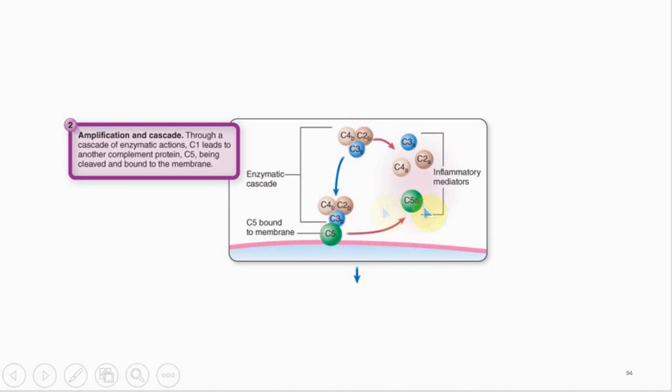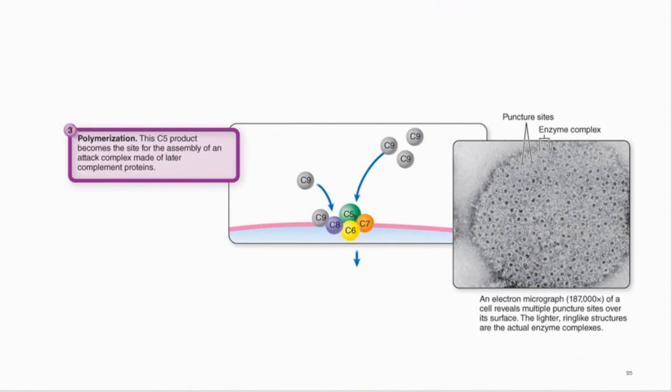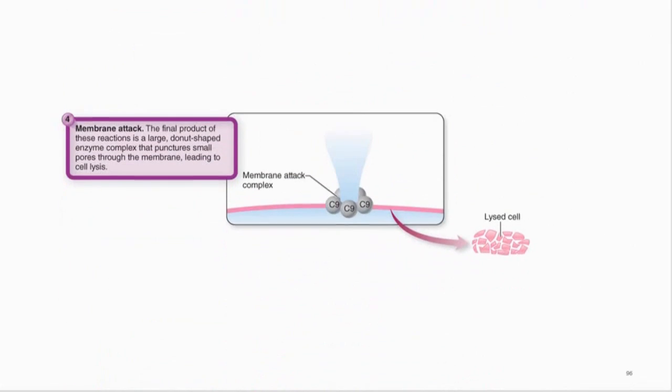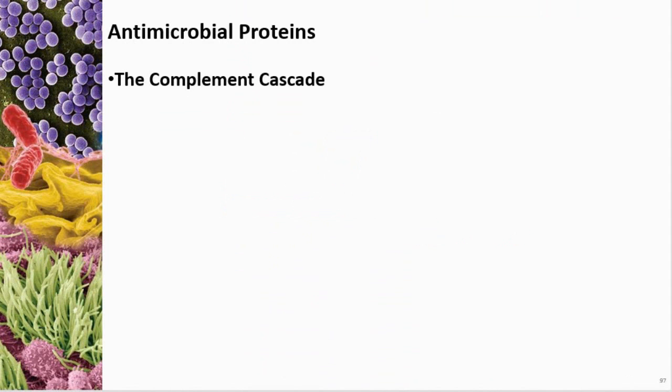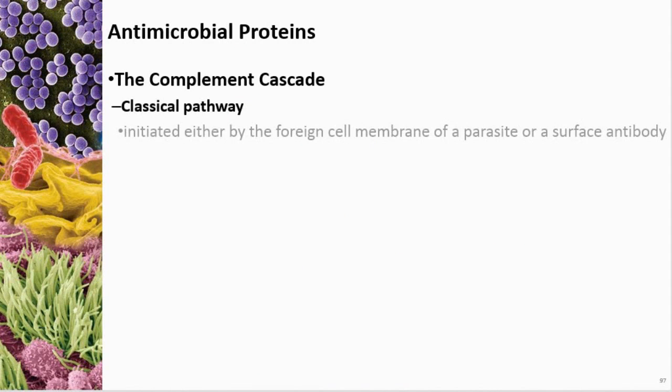That then splits up C5 into A and B, and that is where polymerization occurs. And so this is still bound to the membrane of the bacterium, right? So that's where polymerization occurs, where we then involve C9, C8, C6, and C7 and polymerize C9 to form the membrane attack complex, or the MAC, and that causes lysis of the cell. So that's the classical pathway. It's initiated either by foreign cell membrane of a parasite or a surface antibody.